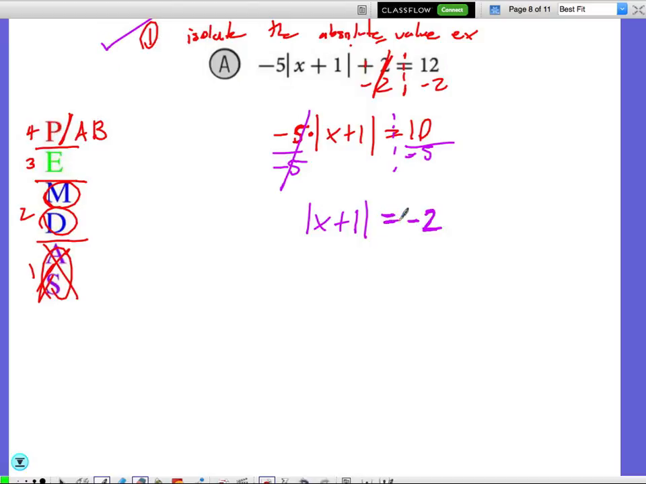Now you may be tempted to go straight into step 2, which is, good that you remember step 2, to write two equations and solve for x. But notice, what did we say? Whenever the absolute value is isolated, there's nothing outside of it on that side of the equal sign. If we have a negative number here, we have a problem.